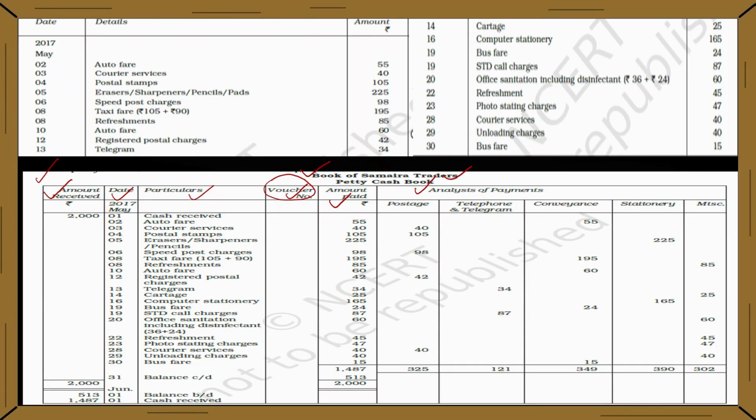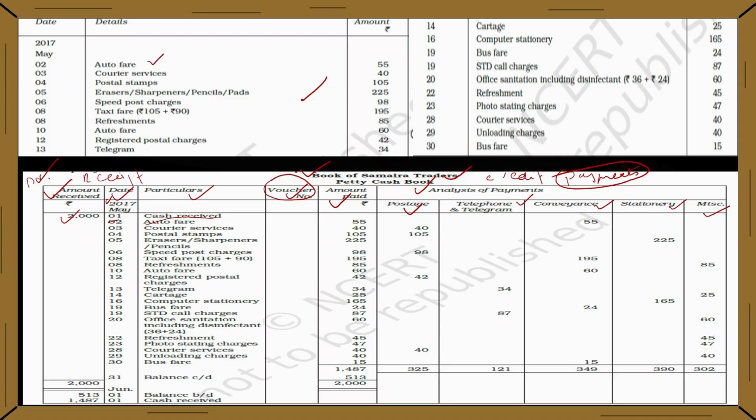So we saw some columns to be opened, so those columns should be opened. Five columns we saw for this problem: postage, telephone and telegram, conveyance, stationery and miscellaneous expenses. First, write the month, May 2017. On May 1, we received a cash imprest amount of 2000 rupees. Write it here on the extreme left. So this will be your debit, and these are all your credit, or else this will be your receipt. And analysis of payment will be your payment side when you compare this with your cash book.